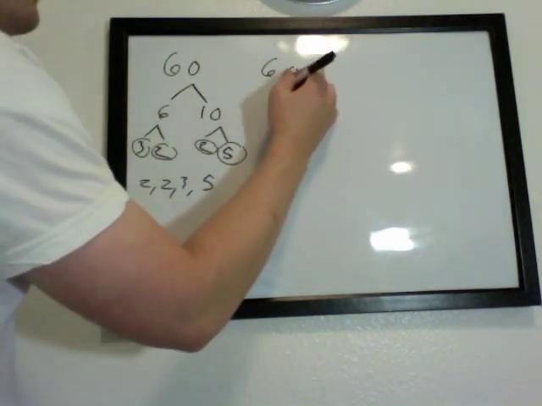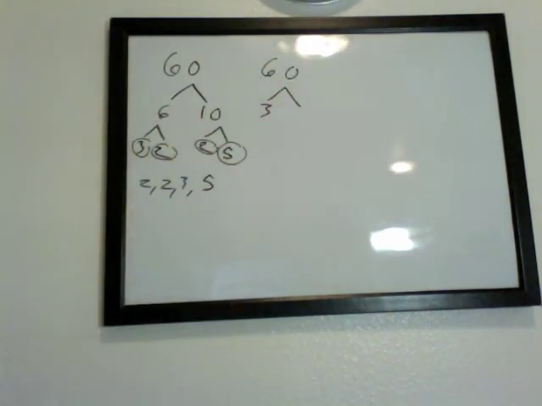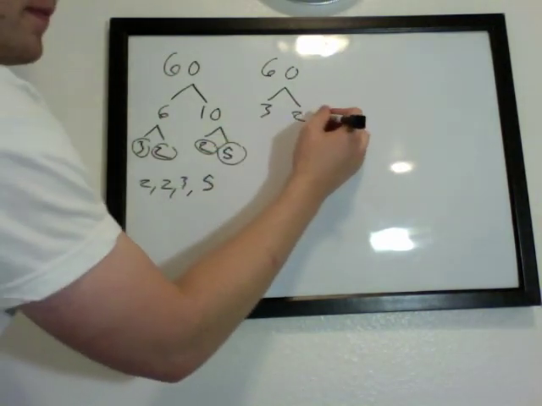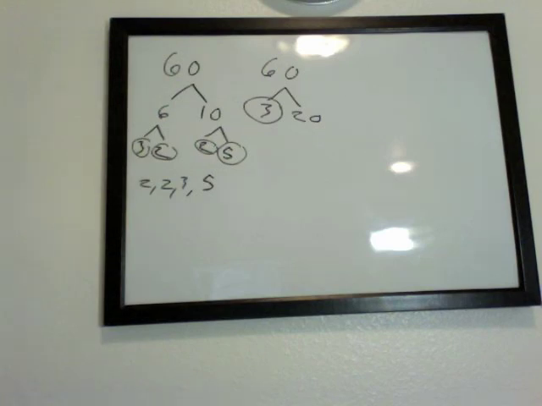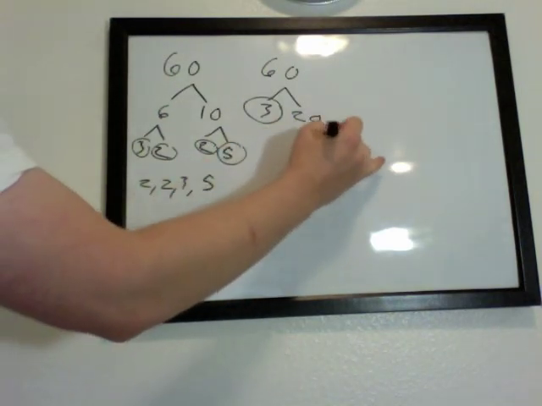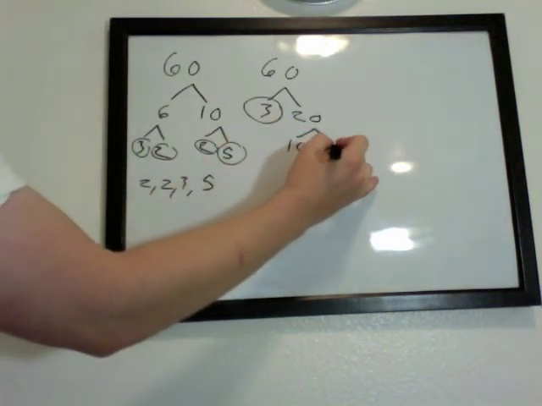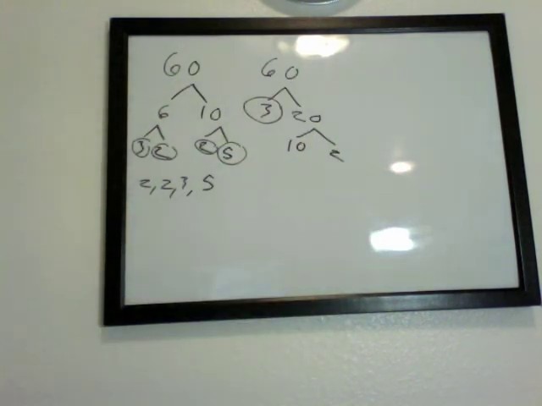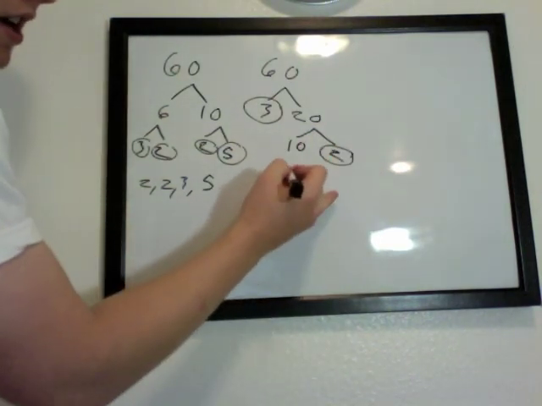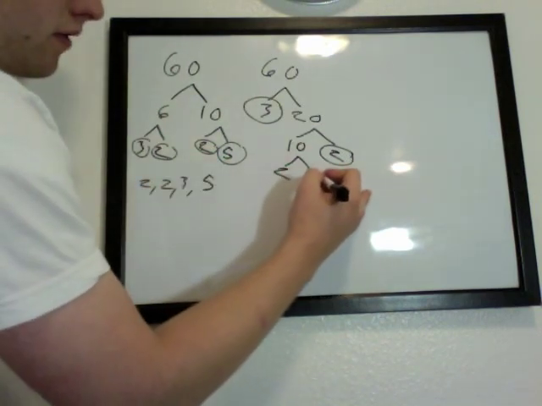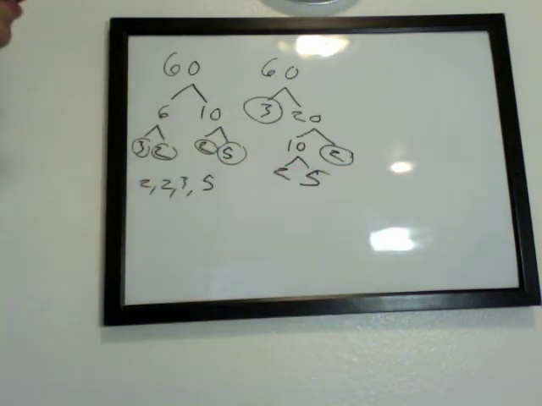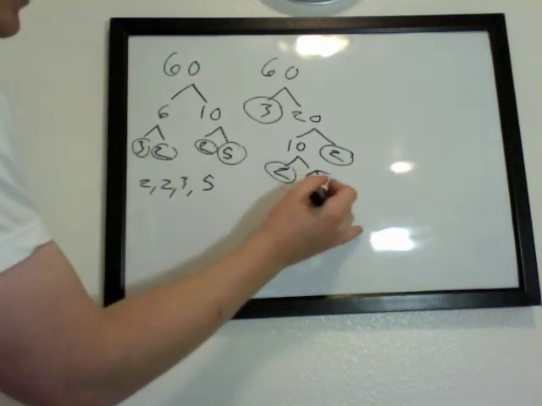60, you can break this up to 3 and 20. We know 3 is a prime, so that's good. We're looking for those. 20 you can break up into 10 and 2. 2 is good because it's prime, but 10 is not. 10 you can break up a little further: 2 and 5. So here's your prime numbers.